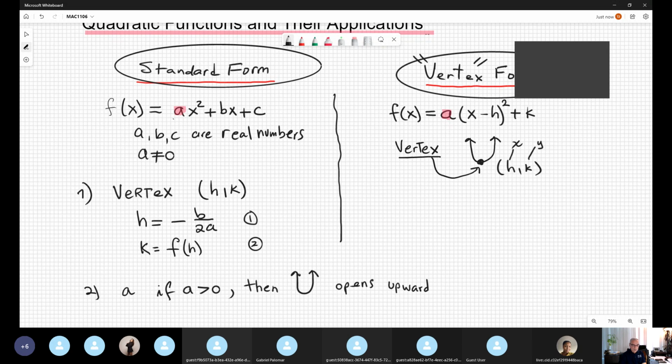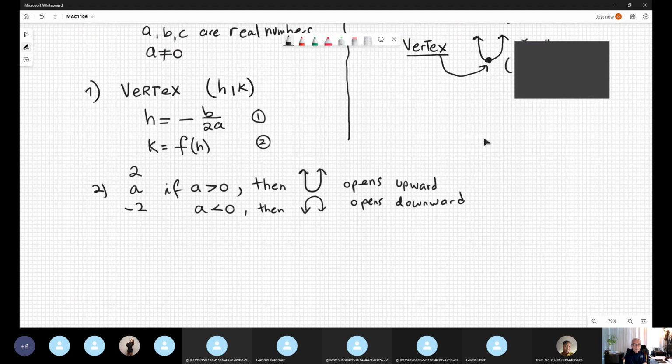Opens up when a is positive. So you see the sign of a. See, a is 2, opens up. See, a is minus 2, opens downward. See, a is negative, it opens down. And remember, totally illegal, a is 0. A is never 0, because if a is 0 it is no quadratic function, it's maybe a linear function.